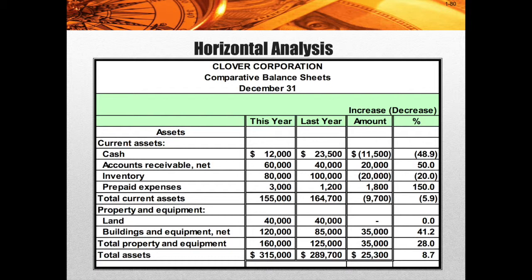Buildings and equipment have gone up considerably. We have an increase of $35,000 in building equipment. Total property and equipment has gone up, and total assets have gone up 8.7%. So you can see is by turning them all into percentages, we can compare to other institutions or other entities, and then of course by turning them in trend analysis, horizontal analysis, we can compare year after year.